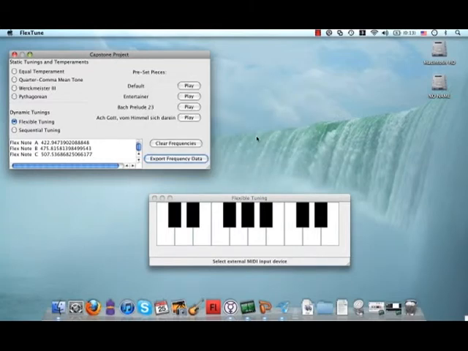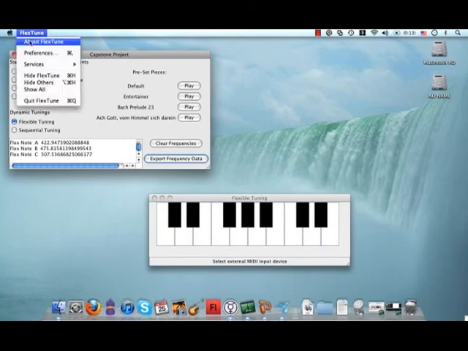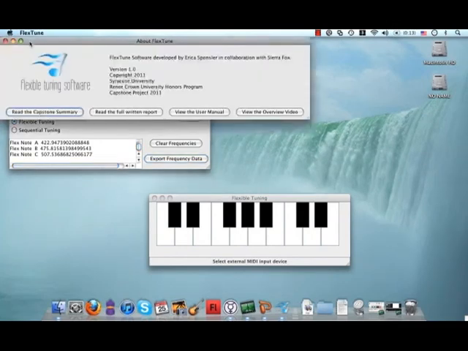For more specific instructions on the use of the program, please see the user manual. For further information on the concept behind the program, please read the additional documents. Both are available through the program on the About FlexTune screen and on the FlexTune CD.